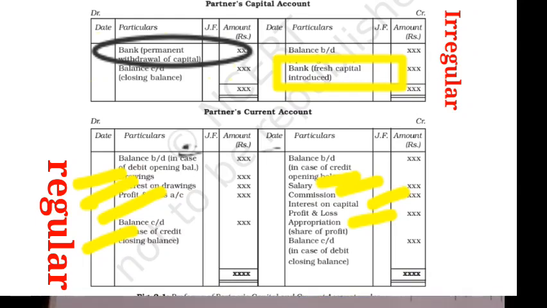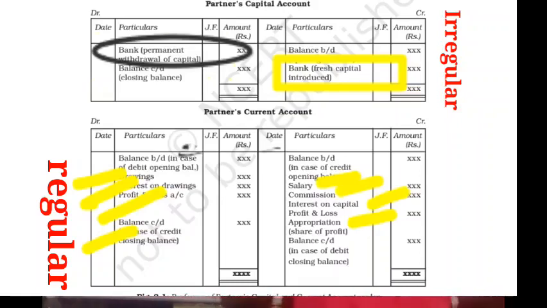You can see current account: commission, salary, interest on capital, profit on appropriation. Right hand side, we come to the debit side. When we come to the debit side: drawing, interest on drawing, profit and loss account, all loss, share of loss, and the balance carried down.